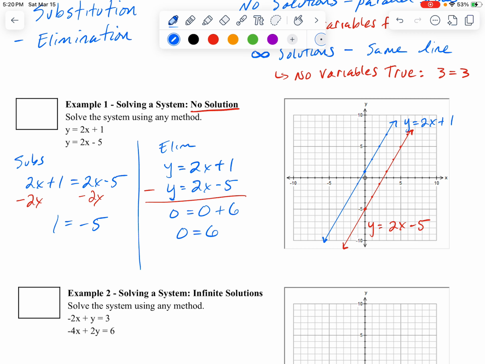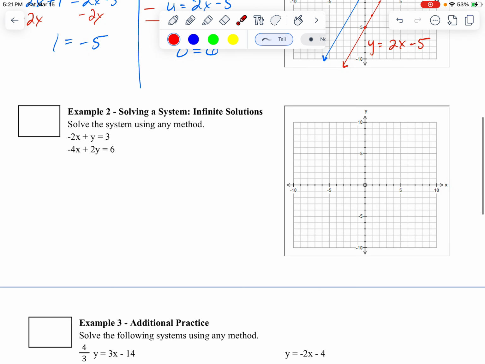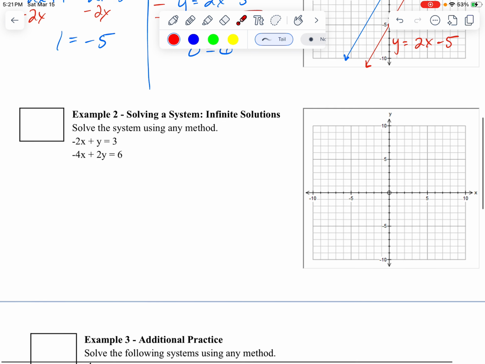No solution. Okay, so no solution is going to look like these three things, right? Variables go away, false. Lines are parallel. Infinite solutions, as we said earlier, if it's infinite, that means we have the exact same line.